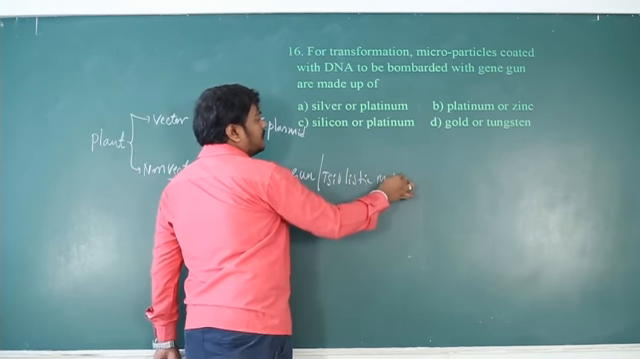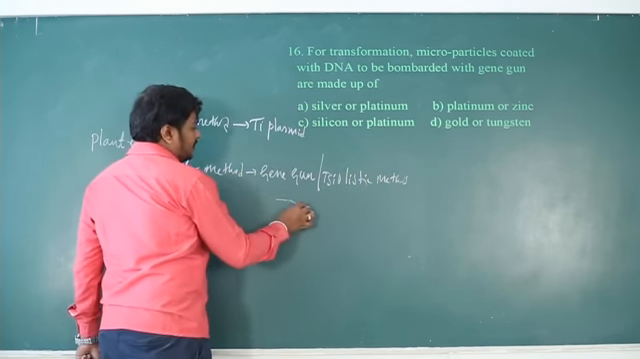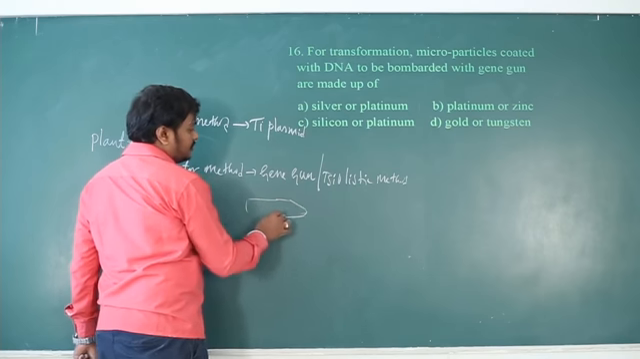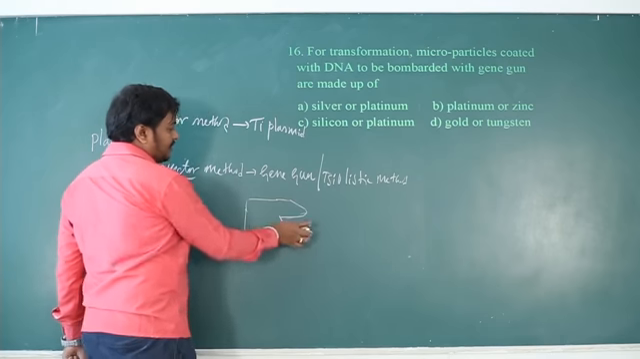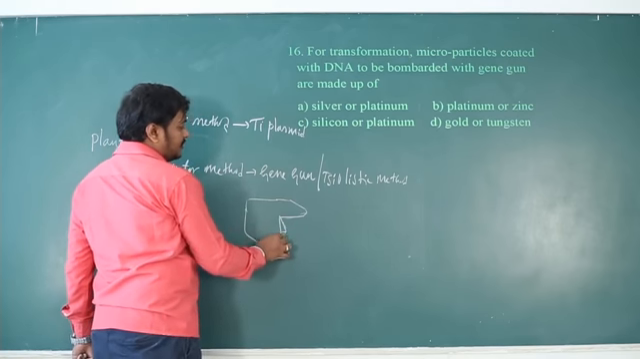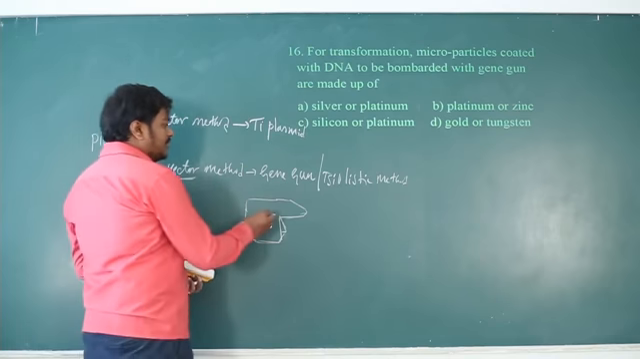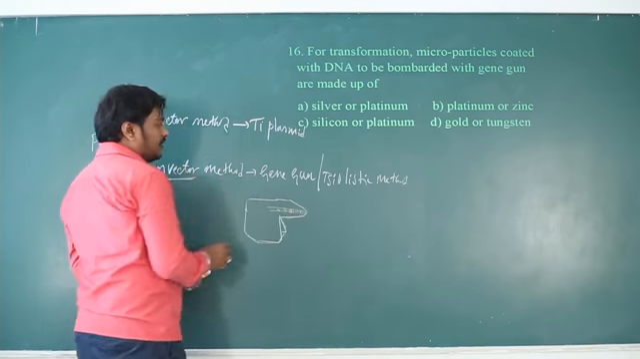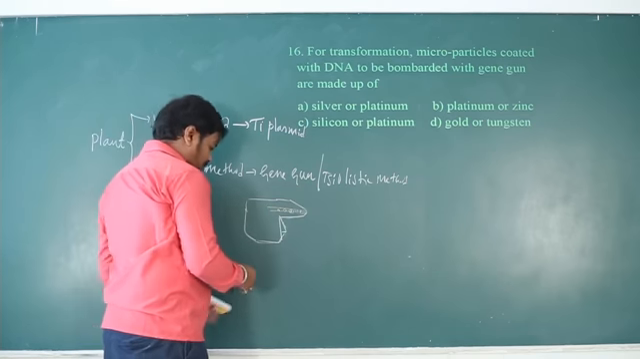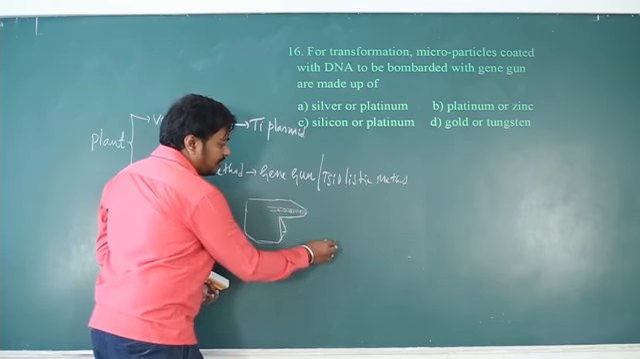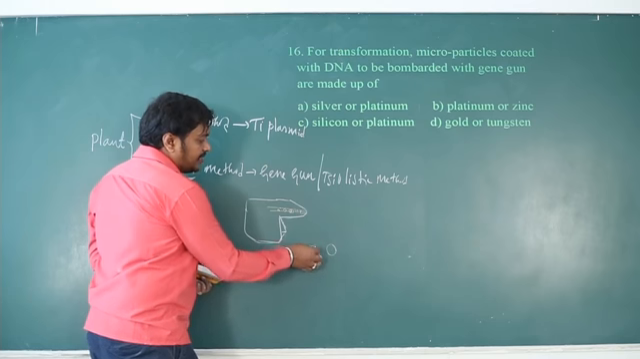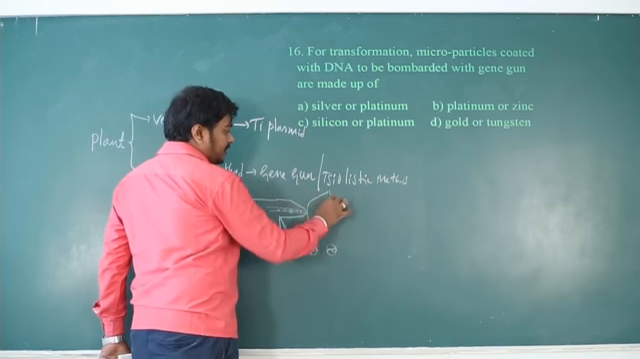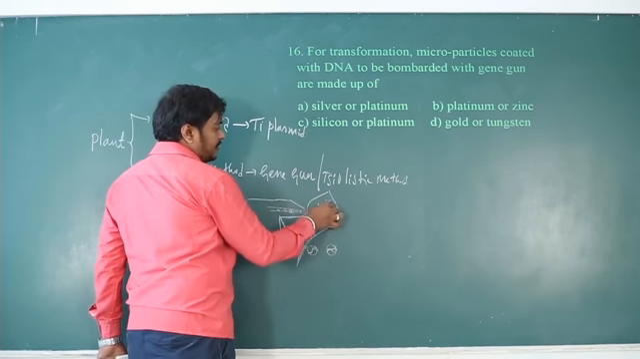So in this method, there is a gun-like structure. Of course, not like a normal gun, this is a little different. So this is a gene gun. Inside this gene gun we can introduce some particles, very minute particles. These minute particles can be loaded with a desired gene. Coating the desired gene on them, we can load them here and it can be transferred to a plant cell.